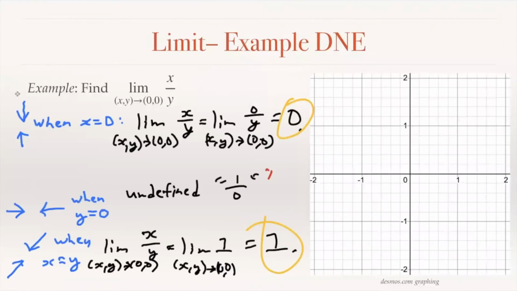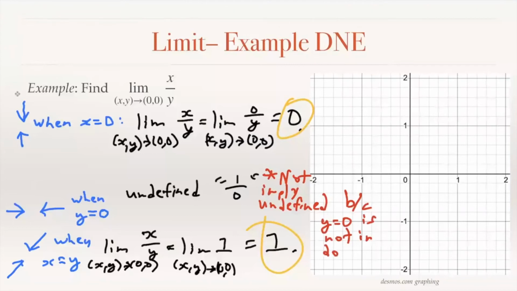Oh, and let me clarify here. This does not imply the limit is undefined by itself. Notice I didn't say the limit is undefined. I was saying actually that the thing inside the limit is undefined. A limit, the rigorous definition is that for everything in the domain, then that's what the limit is. But in this case, that means that y equals 0 is not in the domain of the function.